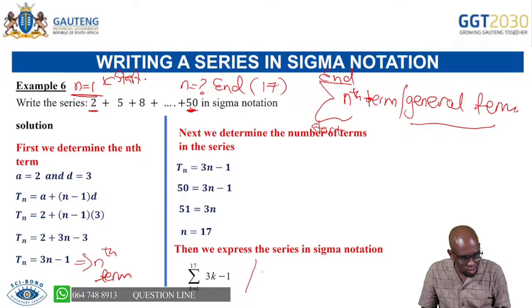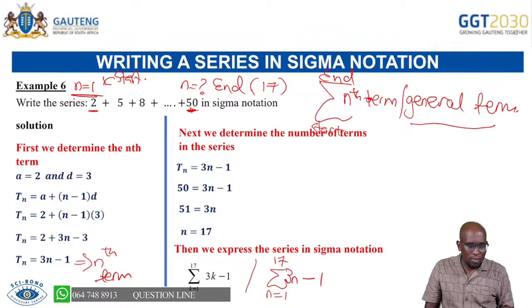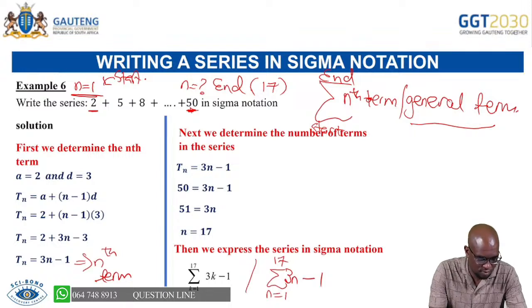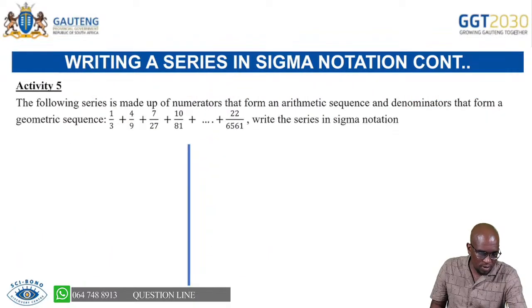Remember, there is no issue with writing this in terms of n. N equals 1 to 17 of 3n minus 1. You are still on the right path if you write it that way. Right, I think that this particular problem made sense. The solution set to this problem made a lot of sense. Right, let's move on. Writing a series in sigma notation.